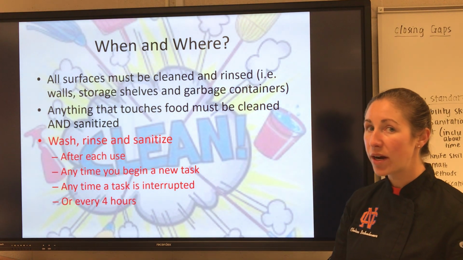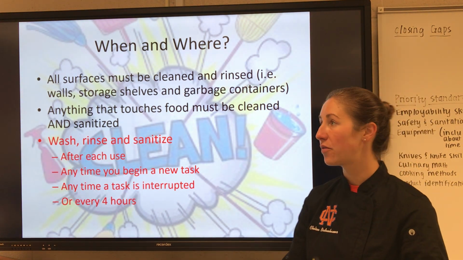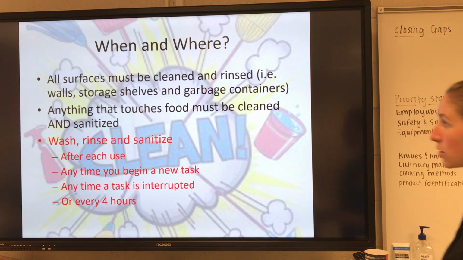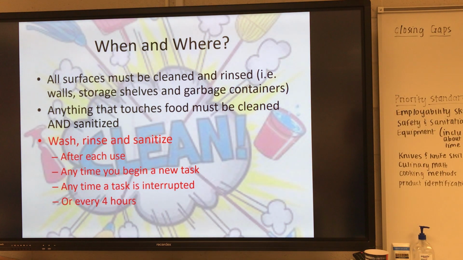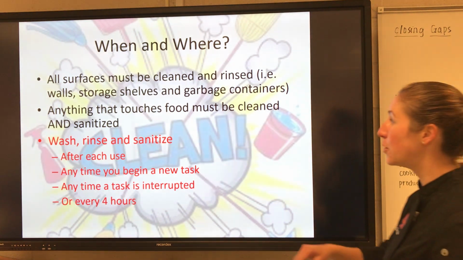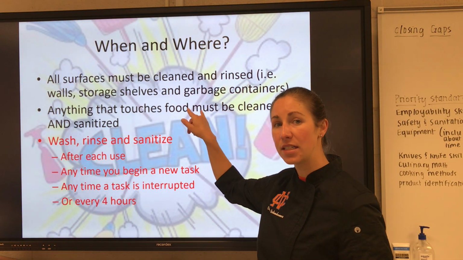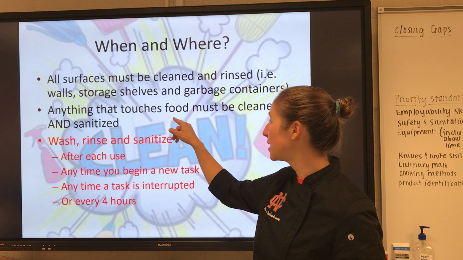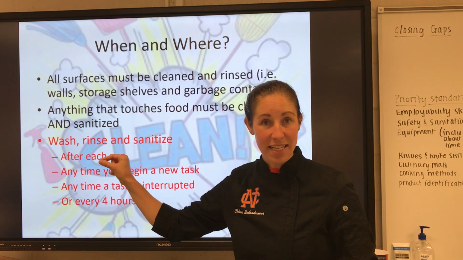So when and where do you clean? This is important information here. All surfaces must be cleaned and rinsed, okay? All surfaces must be cleaned and rinsed. Things like walls, storage shelves, garbage containers. Okay, all of those are critical pieces that need to be routinely cleaned. But anything that touches food, this is a big piece. If it touches food, it must be cleaned and sanitized.